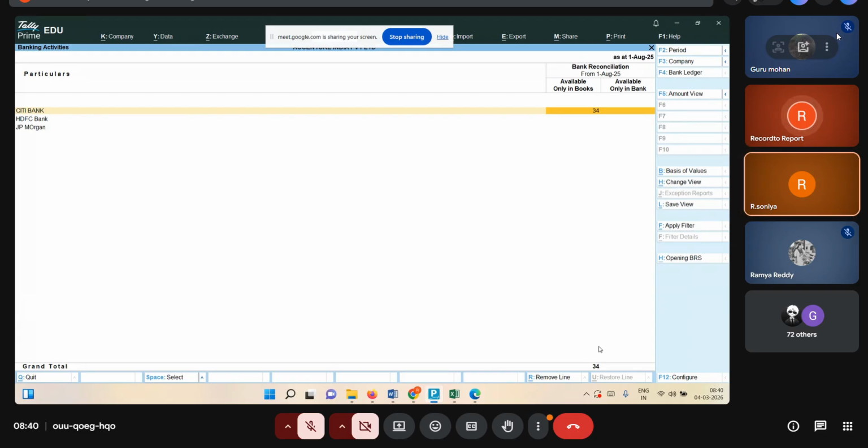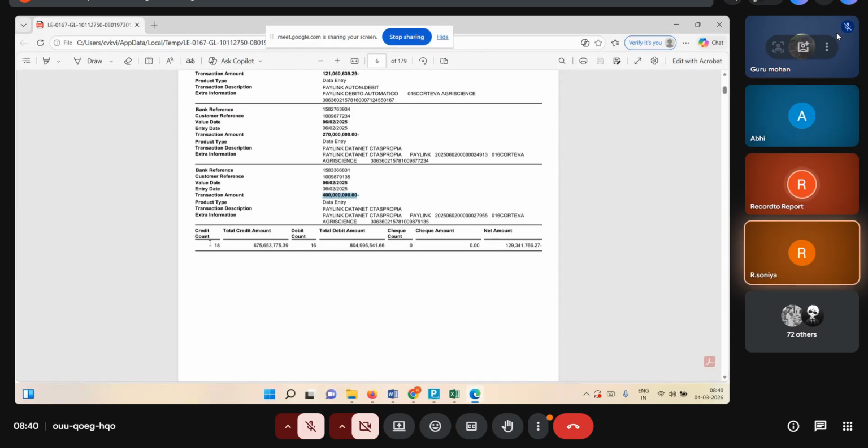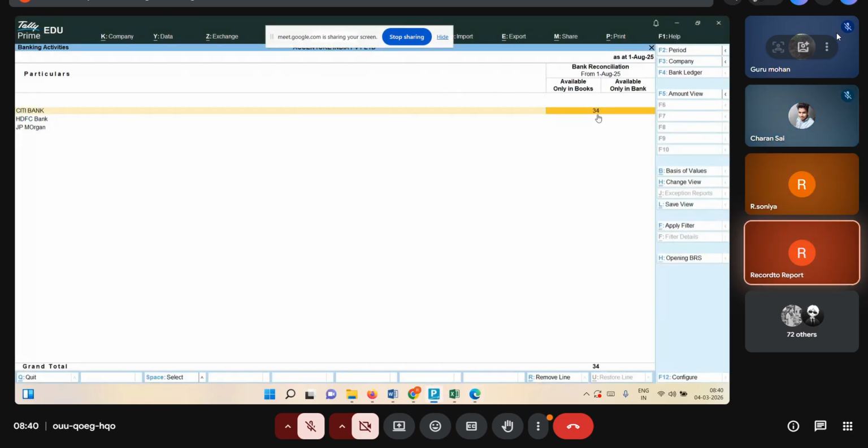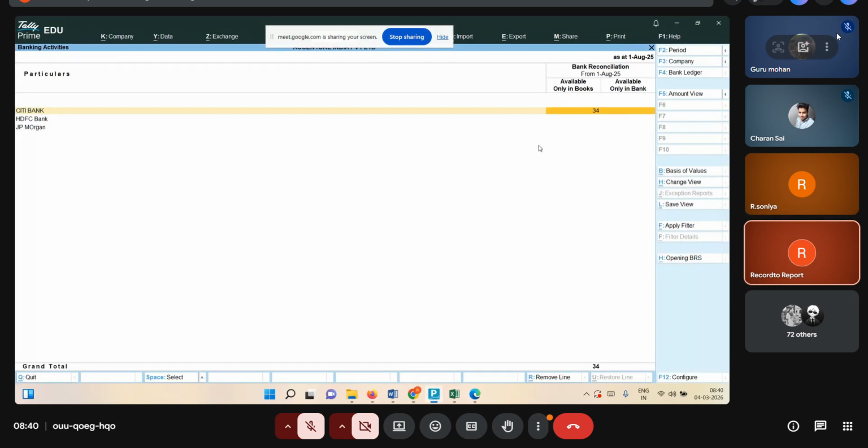Okay. So how many transactions are there? 34 transactions. Okay. So how many credit count is here? 18. How many debit count here? 16. So is it matching with our total number of transactions? Yes. You can compare whether the total number of transactions is right. Okay, so click on that.